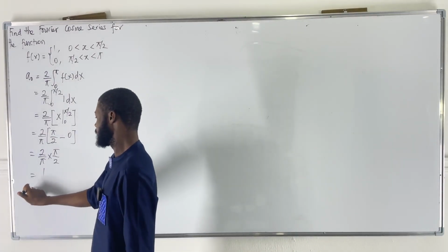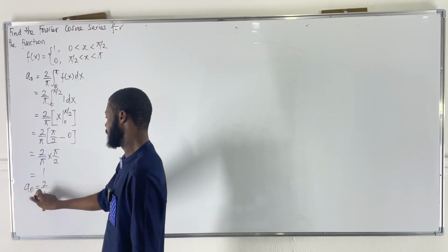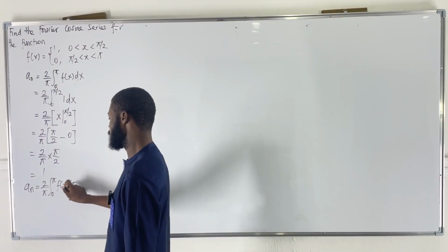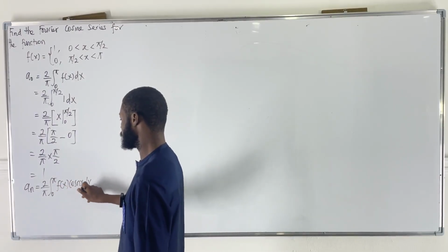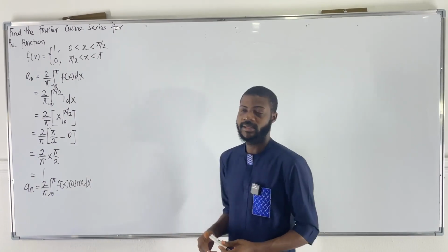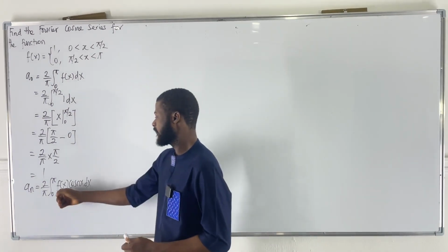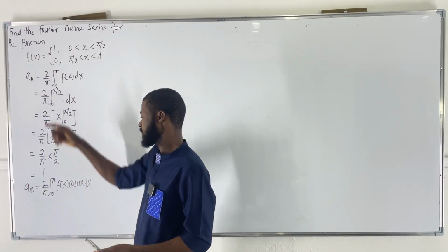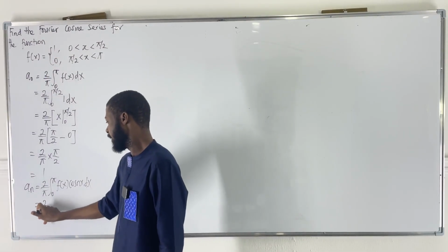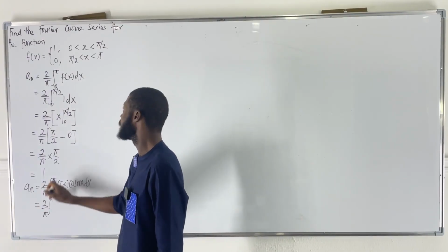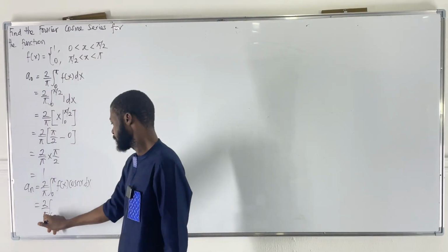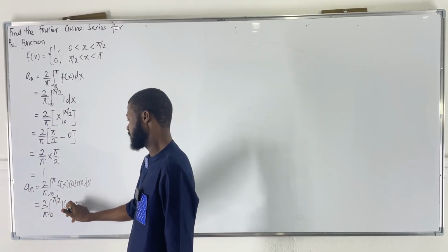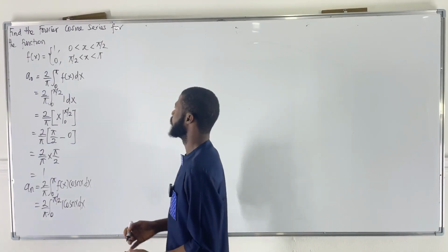Now, a sub n is 2 over pi integral from 0 to pi of f of x cos nx dx. That's our a sub n. Now, f of x is 1 in the range where it has a value; it was 0 at the other time. So this will be 2 over pi integral from 0 to pi over 2 of 1 cos nx dx. That's what we're going to have.